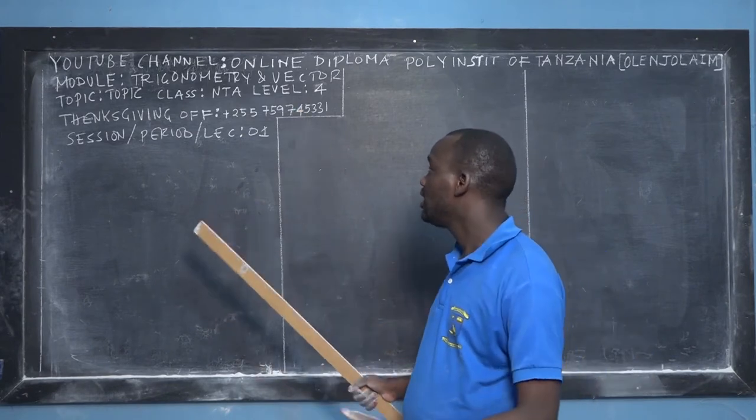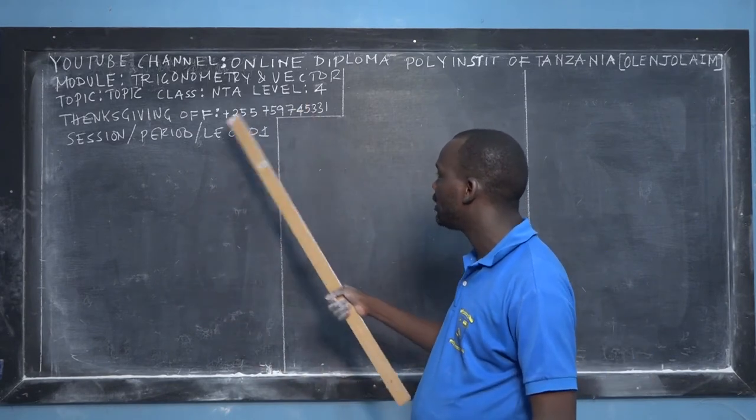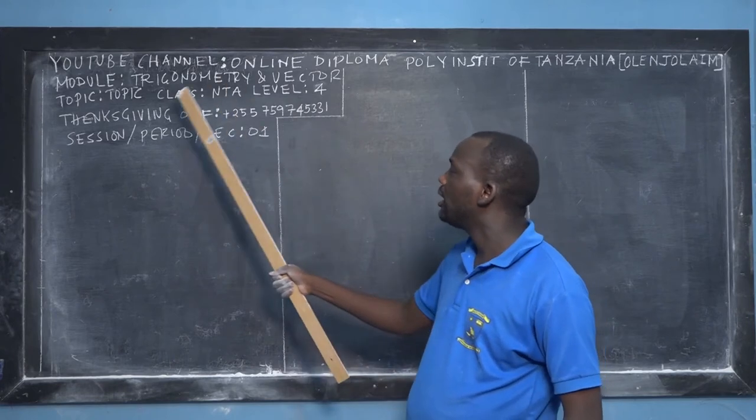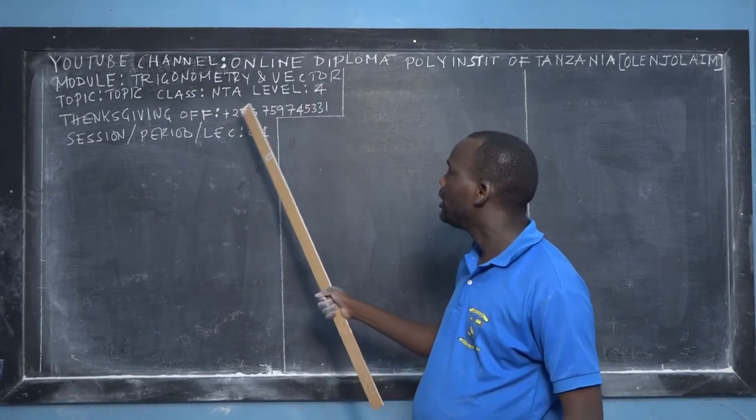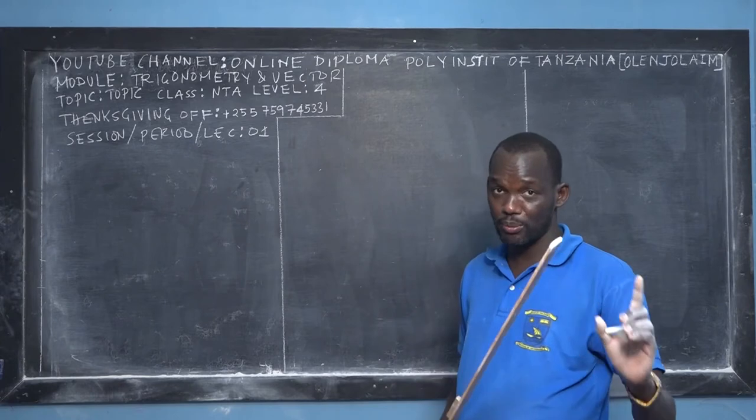For example, for this institution that I'm referring to, the Institute of Technology, they learn trigonometric and vector in NTA level 4 for the first year diploma students.